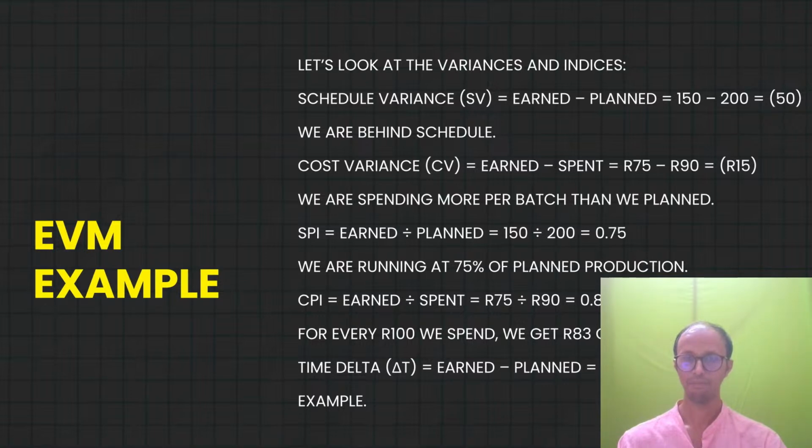What is CPI? Earned divided by spent. 75 divided by 90, so it's 0.83. So this is less than 1. So that means on the cost also we are spending more, getting less. So for every 100 rands we spend, we are only getting 83 rand as value. So the time delta, earned minus planned, is about 15 minutes in this example. So from here we are able to know by how much we are getting delayed: 15 minutes.